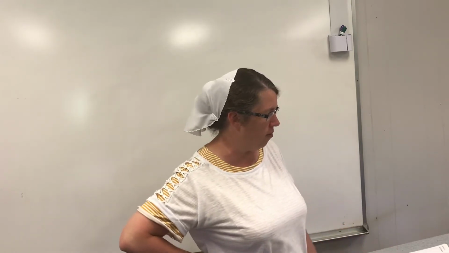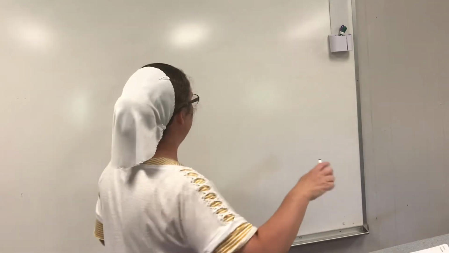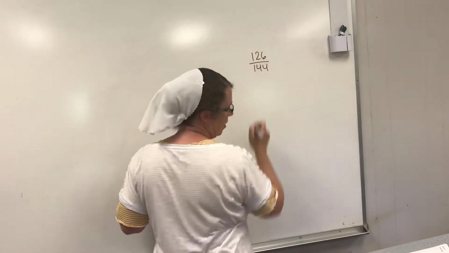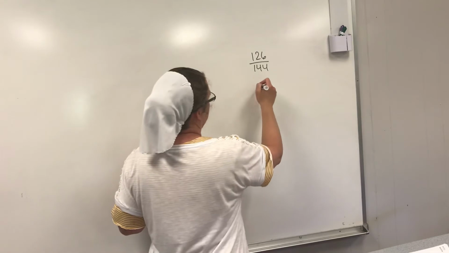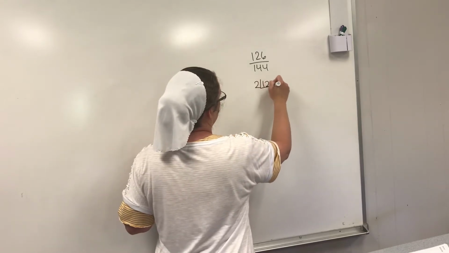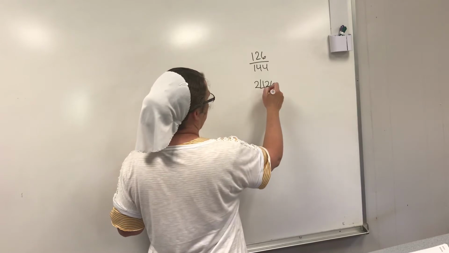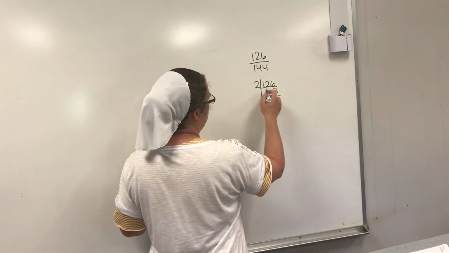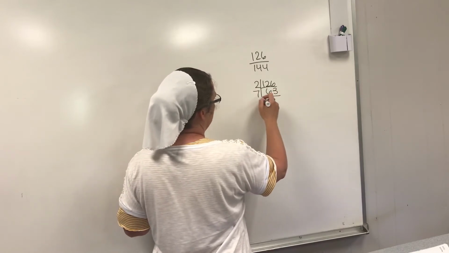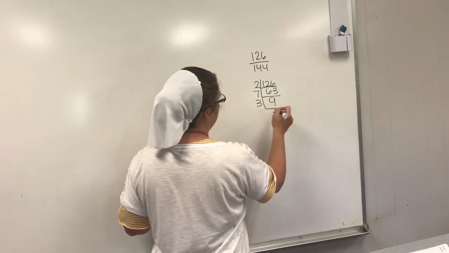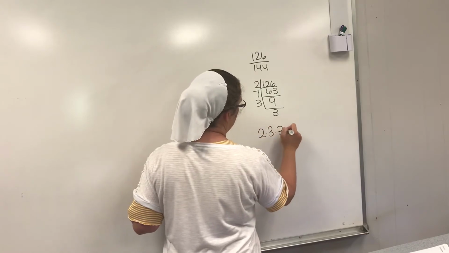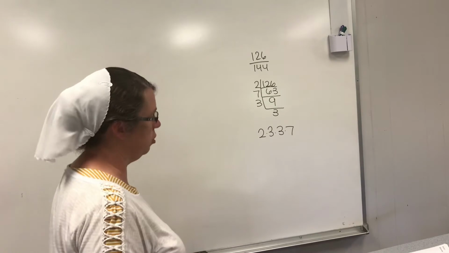All right, so it says reduce the fraction 126 over 144. And I'll just do it really quick here on the board. 126 over 144. So let's find prime factors of 126. 2 will go into that. 2 goes into 12 6 times. 2 into 6 goes 3. And we know 7 goes into 63 9 times. And 3 goes into 9 3 times. All right, so let's write this out. We have 2, 3, 3, and 7. Those are our prime numbers for 126.